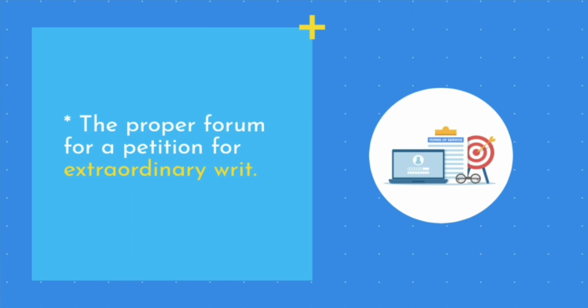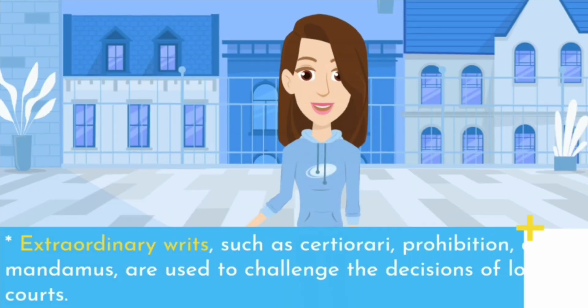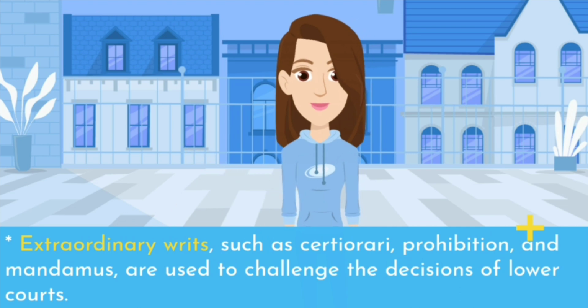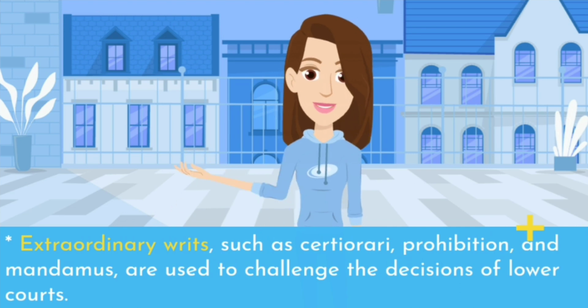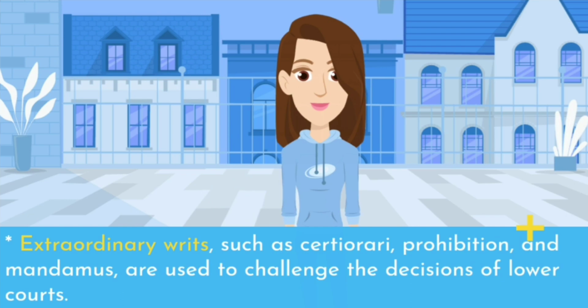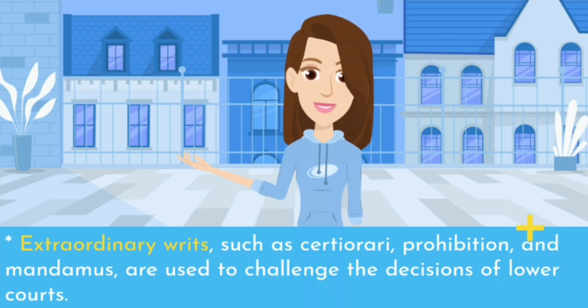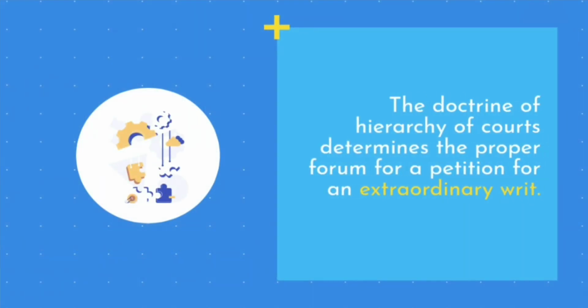The proper forum for a petition for extraordinary writ. Extraordinary writs, such as certiorari, prohibition, and mandamus, are used to challenge the decisions of lower courts. The doctrine of hierarchy of courts determines the proper forum for a petition for an extraordinary writ.